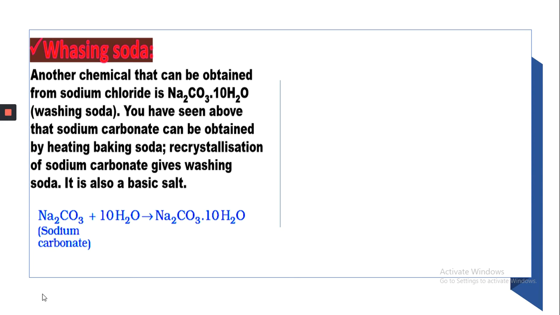What is washing soda? This is another chemical that can be obtained from sodium chloride, and the formula is Na2CO3·10H2O. We have seen that sodium carbonate can be obtained by heating baking soda, and the recrystallization of sodium carbonate gives washing soda, and it is a basic salt. What is the reaction? When sodium carbonate reacts with 10 molecules of water, Na2CO3·10H2O will form, which is washing soda.